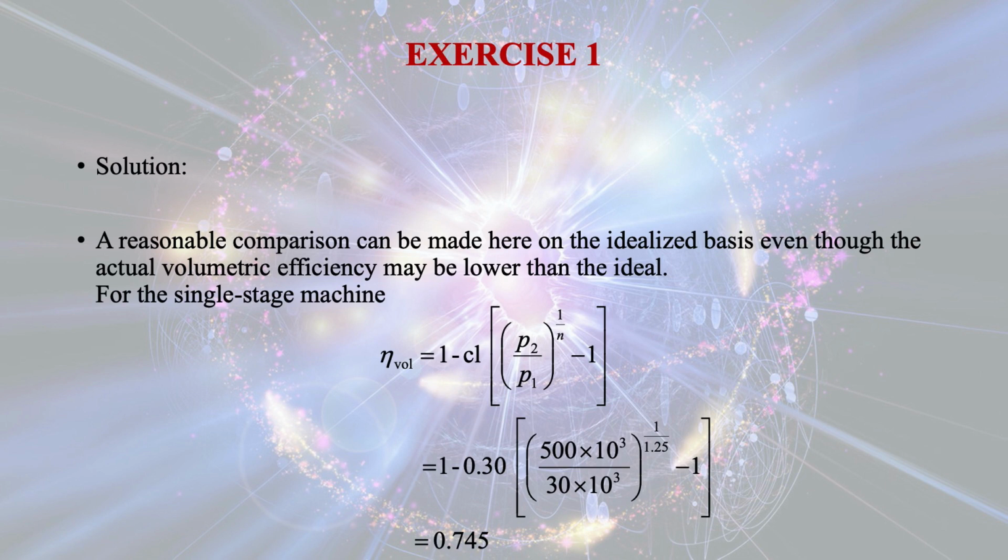For a single stage machine, we know very well that eta volume is equal to 1 minus Cl multiplied by P2 by P1 to the power 1 by n, minus 1. In this expression, the ratio P2 by P1 is known, Cl value is given, the value of n is also given. Just put the values in these expressions and calculate eta volume. So eta volume for this case you are getting as 0.745, that is 74.5%.